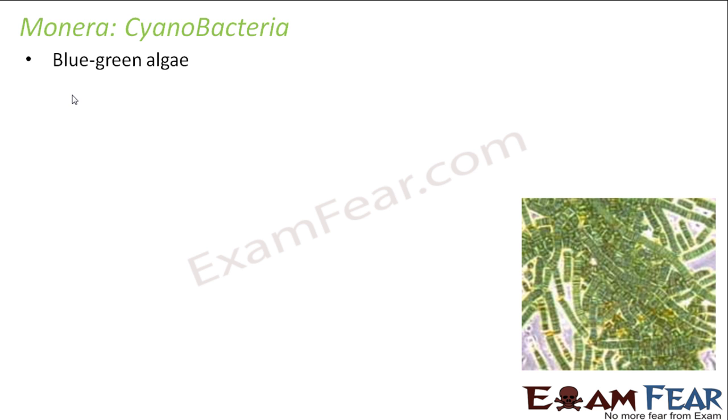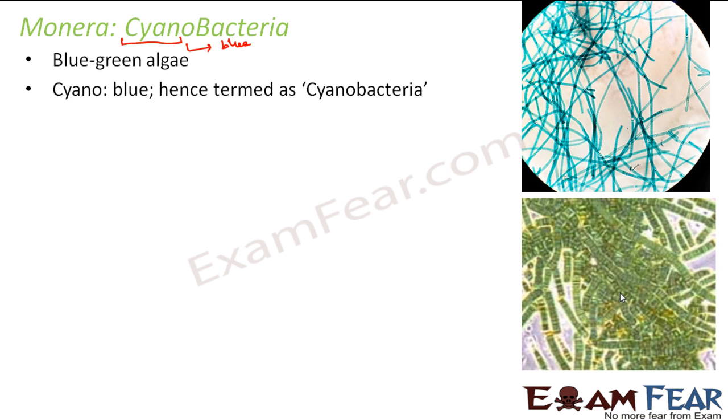Right? So even though they are all algae, they do not share the same basic characteristics. So in Monera, we are talking about the blue-green algae. So these blue-green algae are also known as cyanobacteria. Why so? Because the word cyano actually means blue. So because of the color of these algae, they are known as cyanobacteria. Cyano means blue, hence termed as cyanobacteria. Right? So you can see the color of these algae here, right? Sometimes it looks blue, sometimes it looks green.